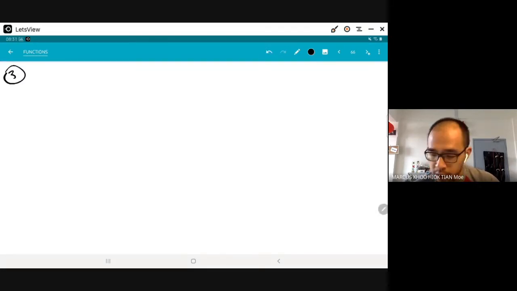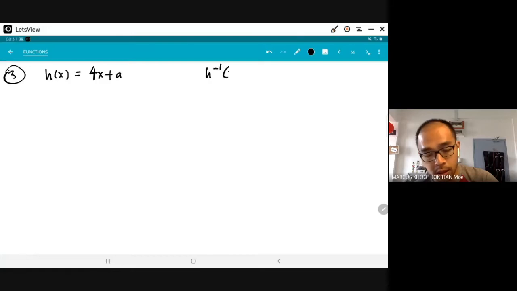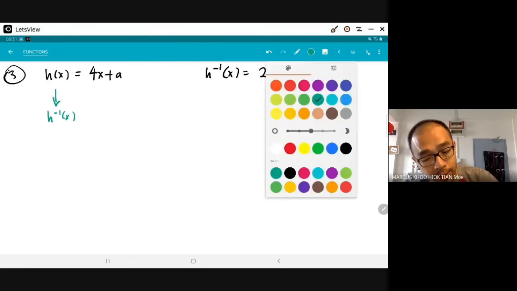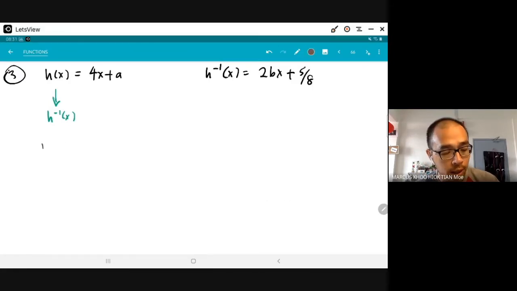Question number 3, you are given the function h(x) equals to 4x plus a, and the inverse function is (2bx plus 5) over 8. So we are asked to find a and b. To find a and b, the first thing we need to do is convert this to become h negative 1 of x. We must convert first. We use the same step that we've been doing to convert y equals to 4x plus a.